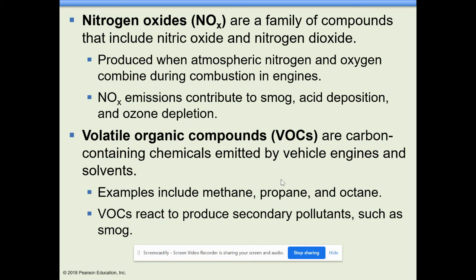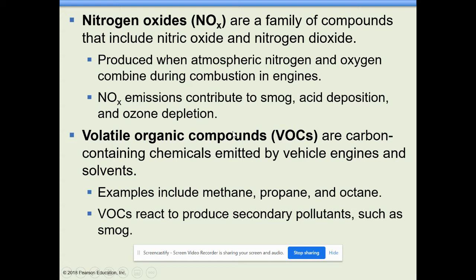Nitrogen oxides are also a big problem. This is a family of compounds that include nitric oxide and nitrogen dioxide, so NO and NO2. And it's produced when natural nitrogen gas, N2, and oxygen combine during the combustion of engines. So when we're burning fuel. This is a contributor to smog. So it's a primary pollutant that can cause a secondary pollutant, smog. And it can also cause a secondary pollutant, acid deposition or acid rain. That's another way of saying it. And can deplete the ozone layer as well.